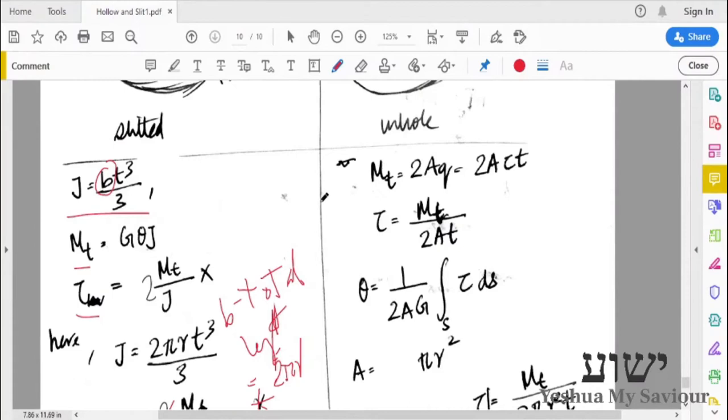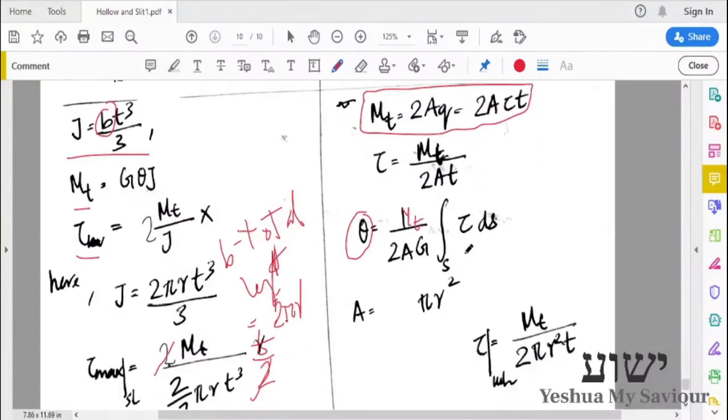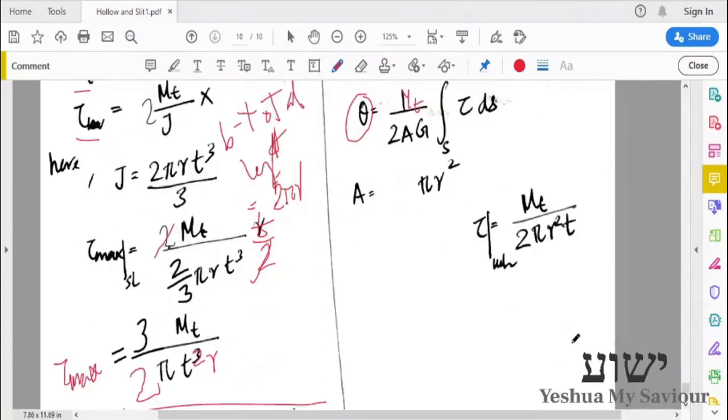Next we look at the whole section. For the whole section, the torque transferred is given by 2Aq or 2A tau t. From this, we can write tau is equal to Mt by 2At. Here we have the cross section, the thickness is uniform throughout the cross section, and the angle of twist per unit length is given by 1 by 2G into integral of ds over t, Mt. Obviously, we have area A equal to pi r squared. By substituting into this, we will get Mt by 2 pi r squared into t.